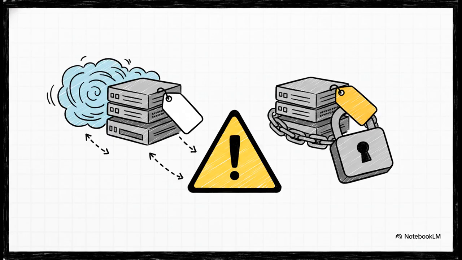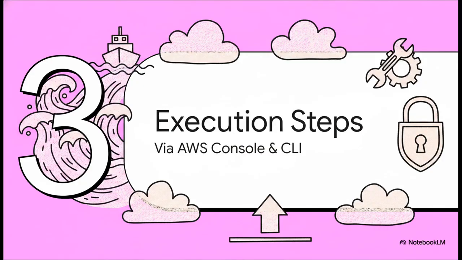If you've got DNS records pointing to that old IP, boom, your site is going down. Always, always, always use an elastic IP if you need that address to stay put. All right, we survived the checklist.